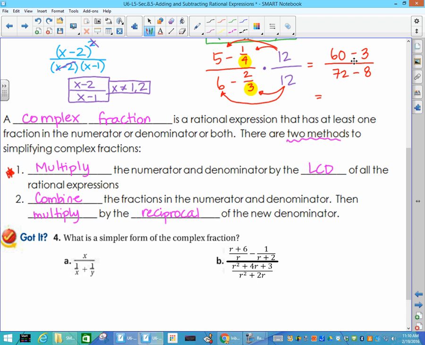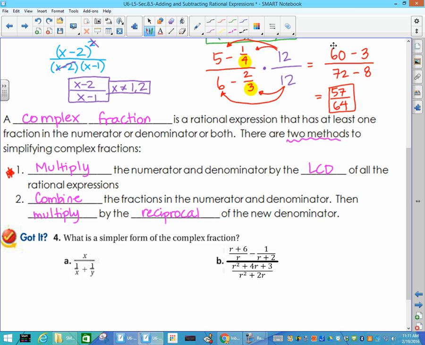So when you simplify that, notice what happened, y'all. I multiplied by the LCD, and I have terms, but I don't have any more fractions. And that's why it's so powerful to be able to do that. If you don't get rid of the fractions, you've done it incorrectly. Okay? 60 minus 3 is, of course, 57. And 72 minus 8 is 64. So my simplified fraction is just 57 over 64.